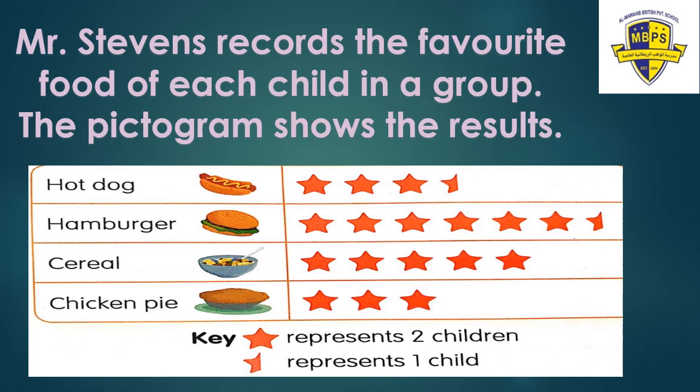Now, look at the key down. Let's read the key. 1 star represents 2 children. Okay, 1 star is equal to 2 children. Now, if you look down, you have half the star, which represents 1 child. Okay, students, I repeat again. 1 whole star is equal to 2 children and half star is equal to 1 child. Now we are going to solve this question on the next slide.